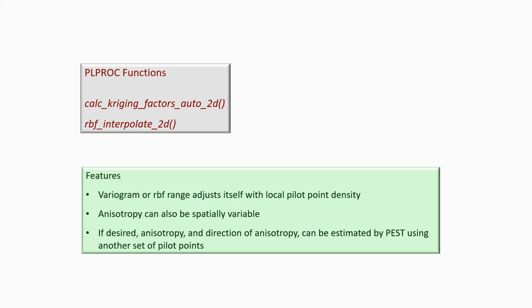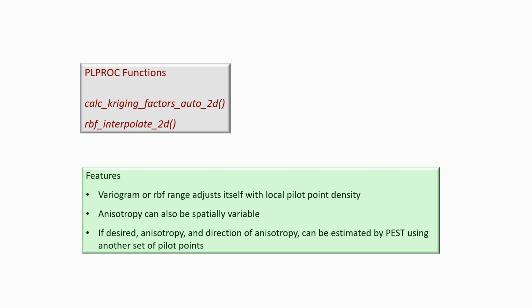So if, for example, we're using kriging, in places where the pilot points are close together, the range of the variogram on which basis interpolation takes place is small. Where the pilot points are further apart, the range of the variogram on which basis interpolation takes place is greater, and this is all done automatically behind the scenes. For radial basis functions, a similar thing applies. The variables which govern the wavelength of those radial basis functions adjust themselves automatically in accordance with local pilot point density.